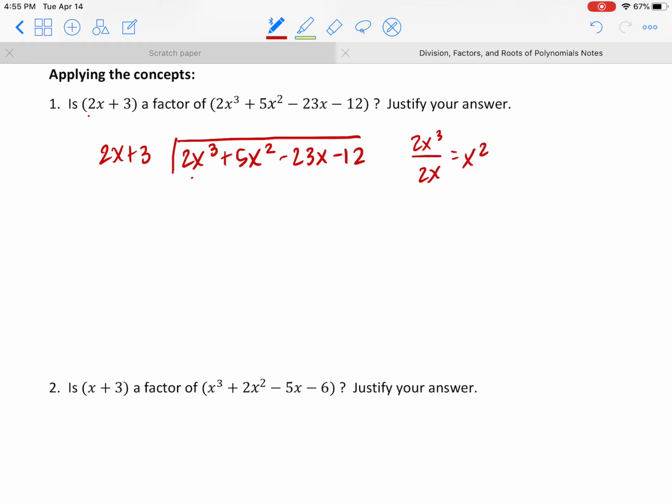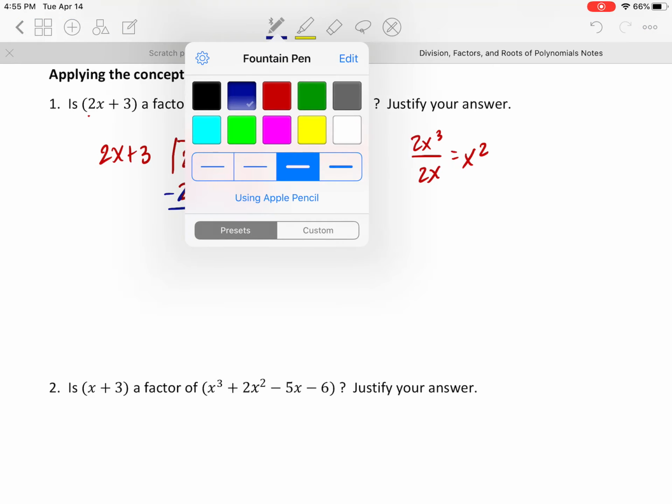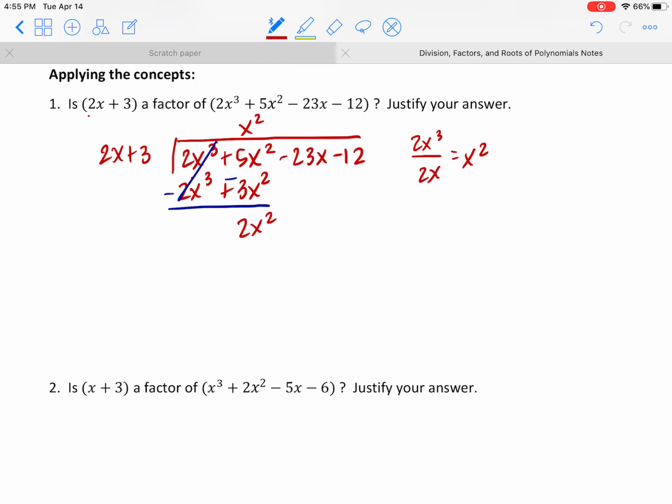Okay, so first term divided by first term. 2x cubed divided by 2x is going to be x squared. That goes here. X squared times 2x is 2x cubed. X squared times 3 is 3x squared. If I go to subtract, these are going to cancel. 5 minus 3 is going to leave me with 2x squared.